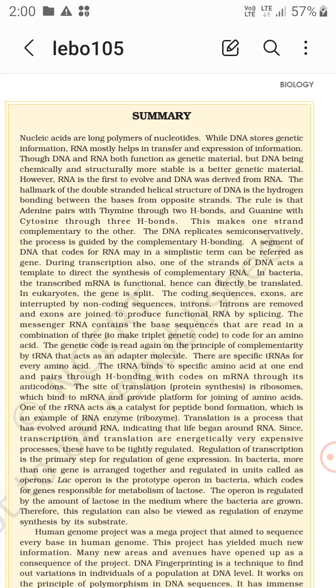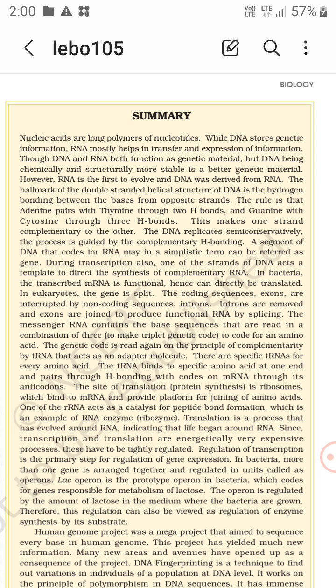The messenger RNA contains the base sequences that are read in a combination of 3, making a triplet genetic code, to code for an amino acid.